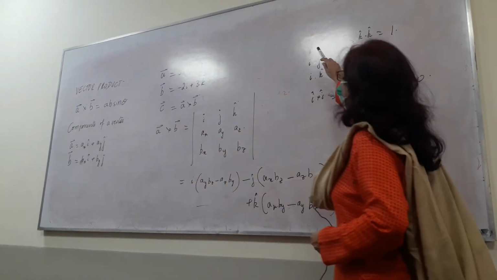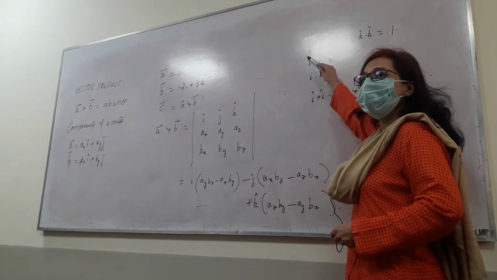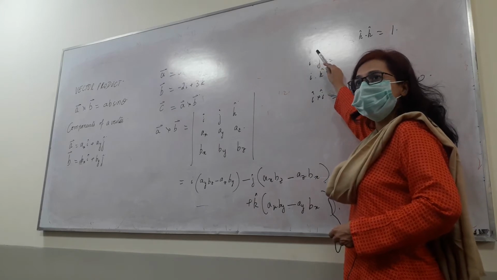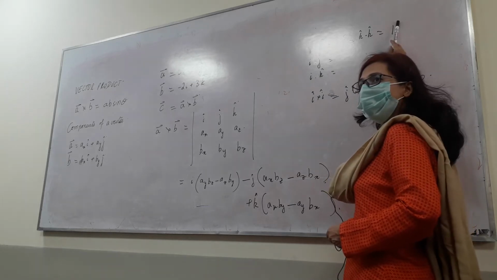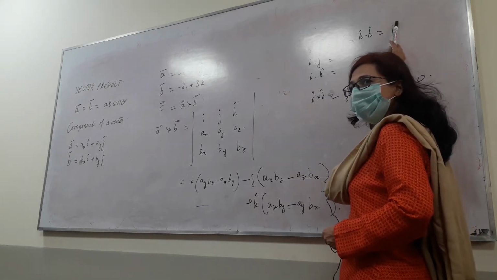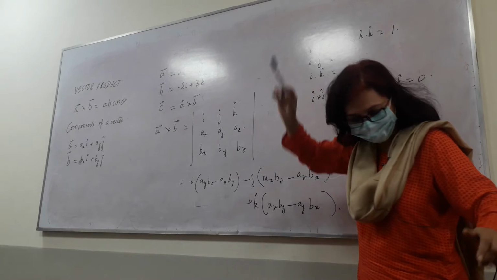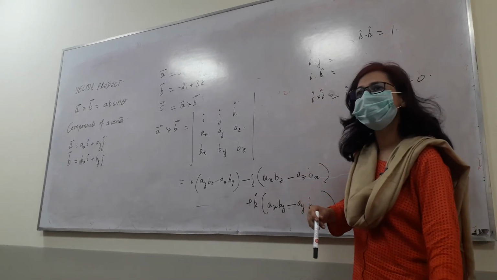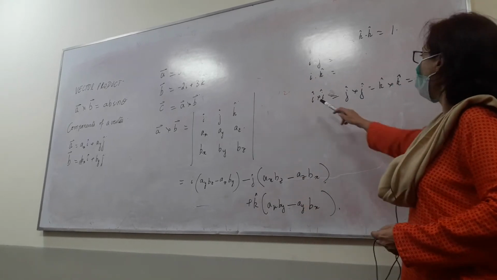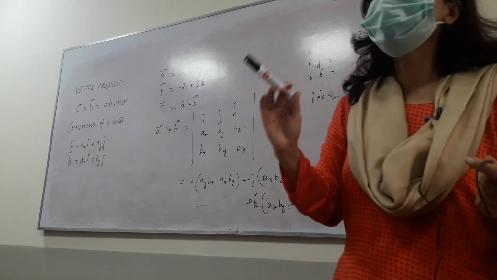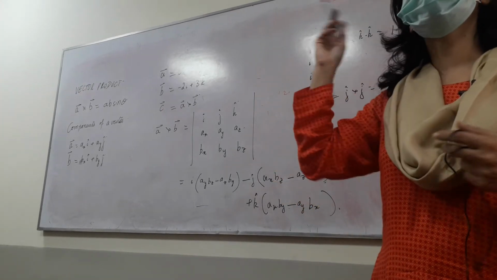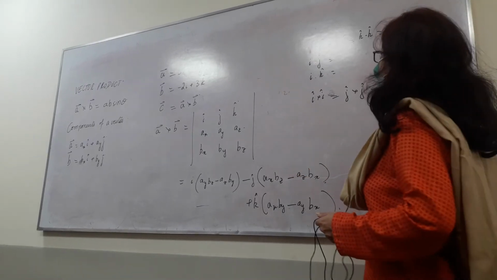So this is dot product. Dot product is AB cos of theta. Cos of 0 is 1. So the answer is 1. Is that clear now? And for i cross i, the formula is AB sin 0. Sin 0 is 0, and therefore this one is 0.